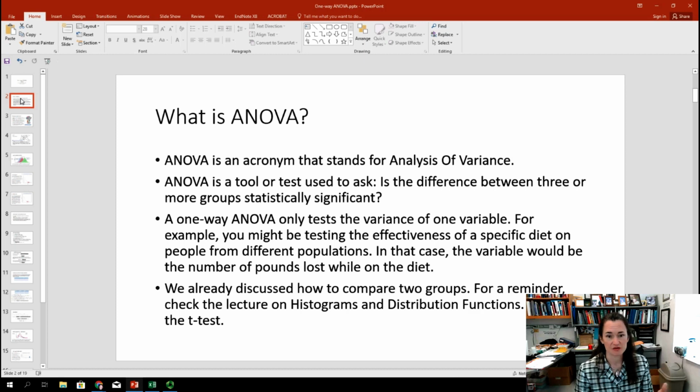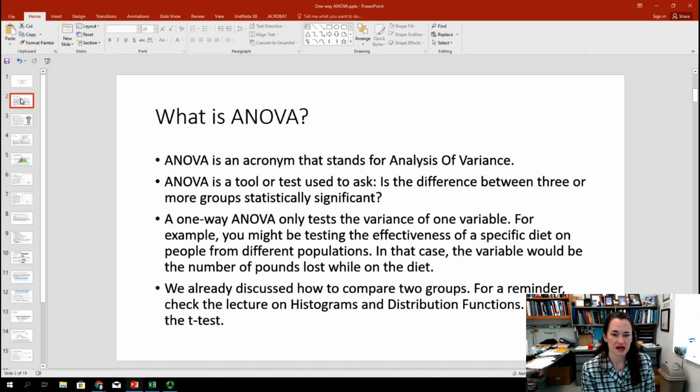So for example, you might be testing the effectiveness of a diet on people from different populations. And in that case, the variable that you might be measuring, for example, and basing your measurements off of, would be the number of pounds lost while on that diet.